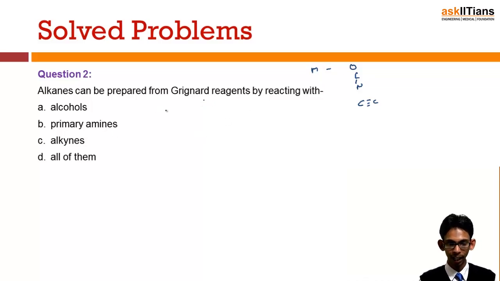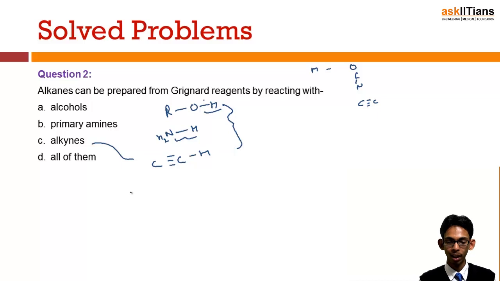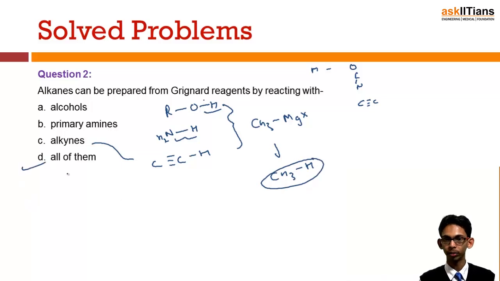So if you know, in alcohols, hydrogen is attached to oxygen, that means it is an active hydrogen. In primary amines, hydrogen is attached to nitrogen, which is again an active hydrogen. In alkynes, hydrogen is attached to carbon. That means all these three are active hydrogens, and when Grignard reagent is reacted with any of these three, it will result in the formation of an alkane. So the correct option is all of them.